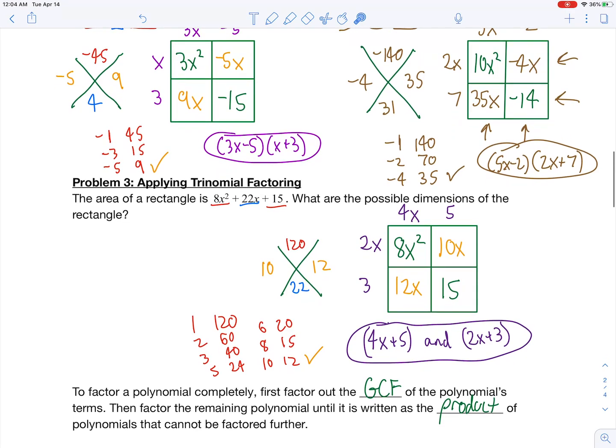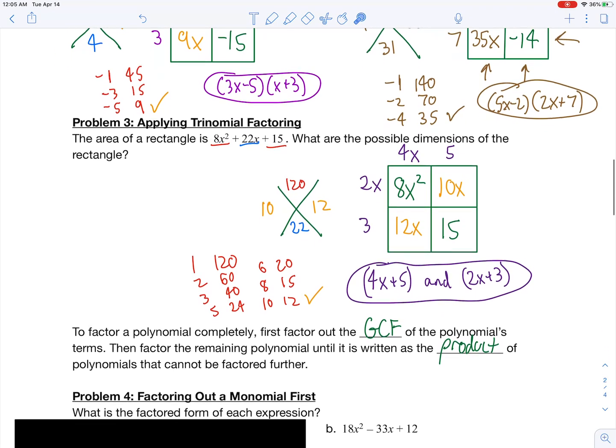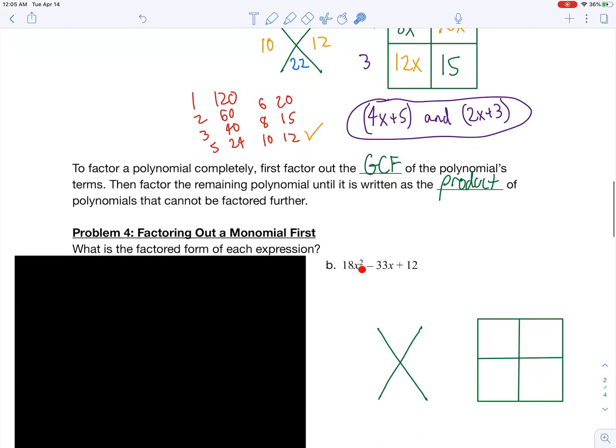So let's say we start with a bigger polynomial. It looks kind of intimidating and tough like these last couple. So I start with something like 18x squared, negative 33, 12. It'd be kind of a pain to multiply together 18 and 12 because that should be our first step. But what I can do here is check for a GCF of the whole thing to begin because that could make it easier.